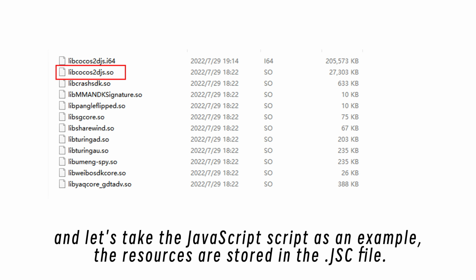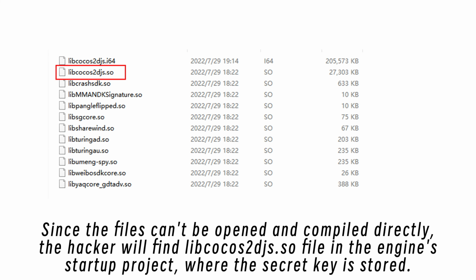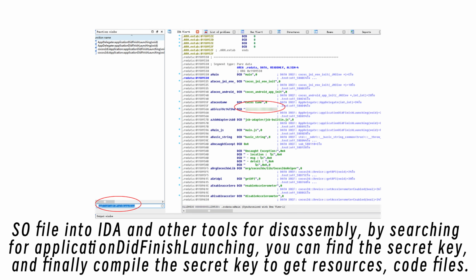Let's take the JavaScript script as an example. The resources are stored in the JSC file. Since the files can't be opened and compiled directly, the hacker will find the libcocos2d.js.so file in the engine's startup project, where the secret key is stored. They put the so file into IDA and other tools for disassembly. By searching for application definitions, you can find the secret key. And finally, decompile with the secret key to get resources and code files.